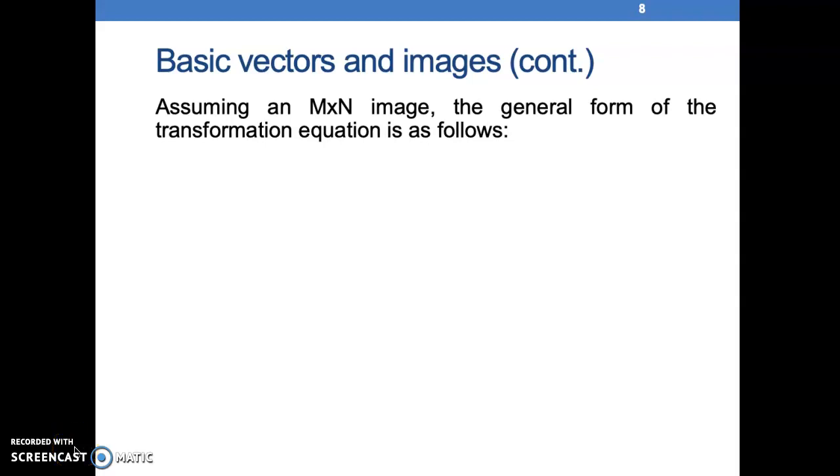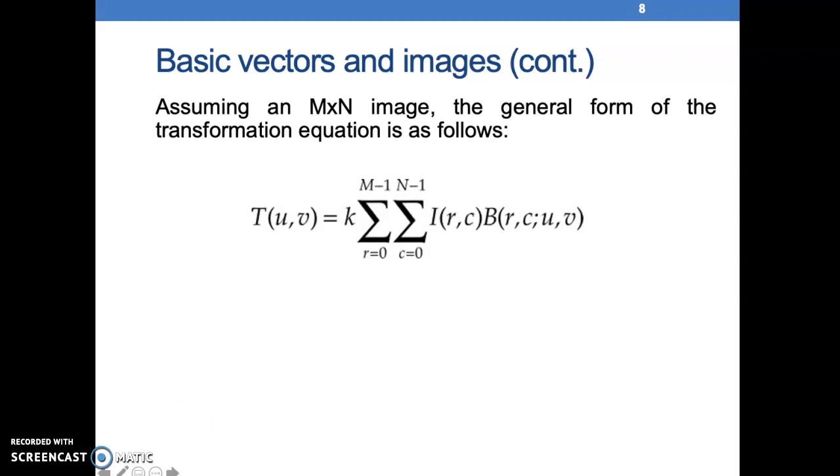Okay, so basic vectors and images. We assume an M times N image. The general form of the transformation equation is as follows.